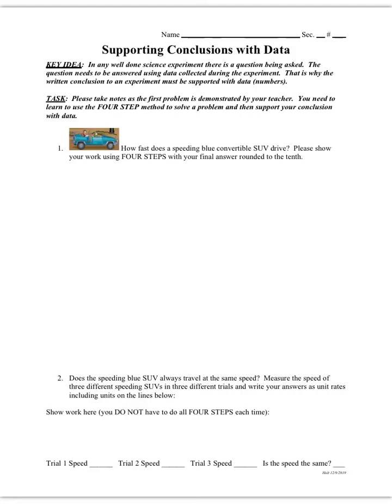Your task here is to first learn how to solve this sort of a problem, which I'll be teaching in this video. You need to learn to use the 4-step method to solve a problem and then support your conclusion with data. Now in this case, the question being asked is, how fast does a speeding blue convertible SUV drive? This information will come from the Explore Learning gizmo called Measuring Motion. And the 4-step method is summarized.